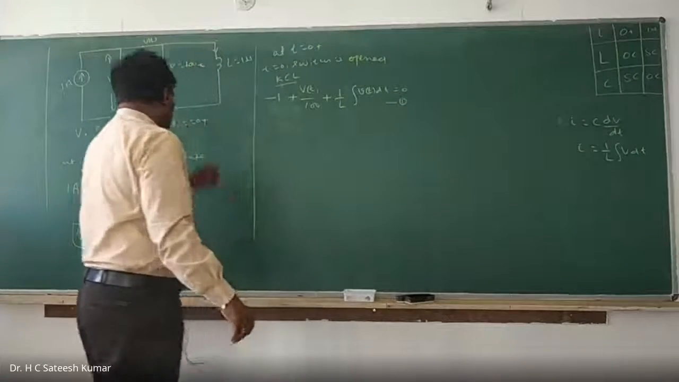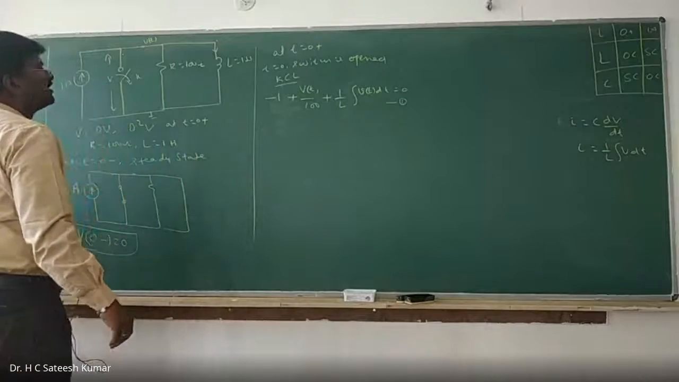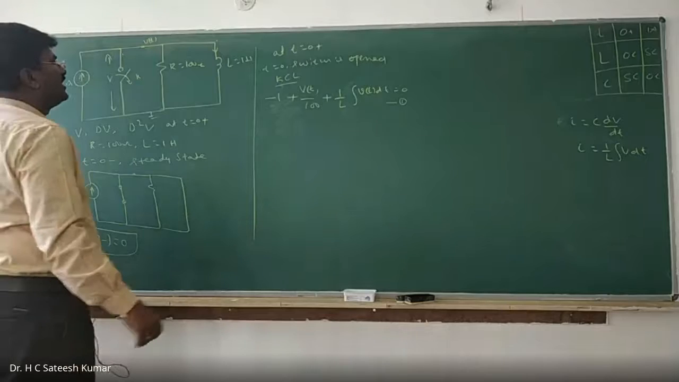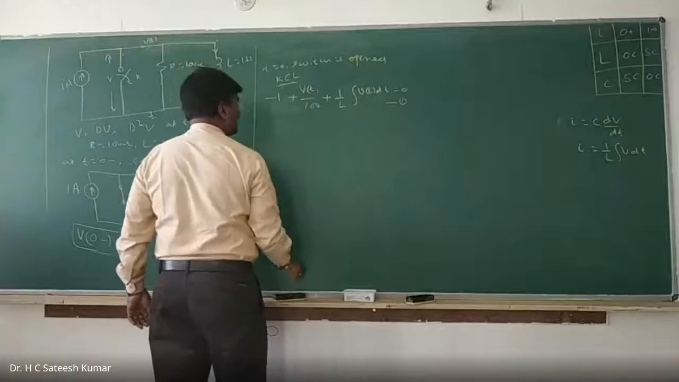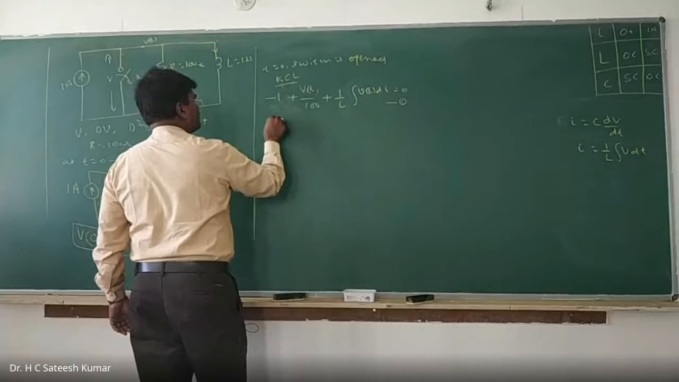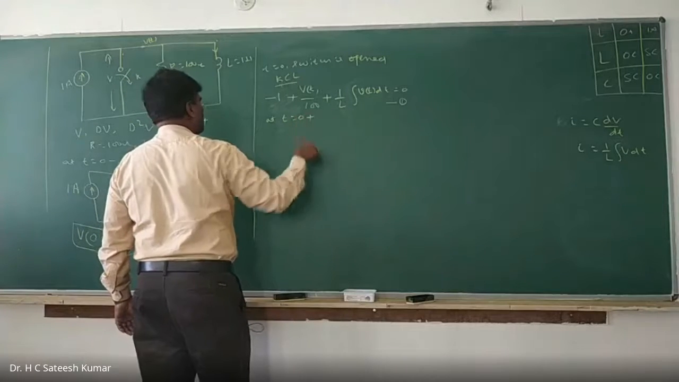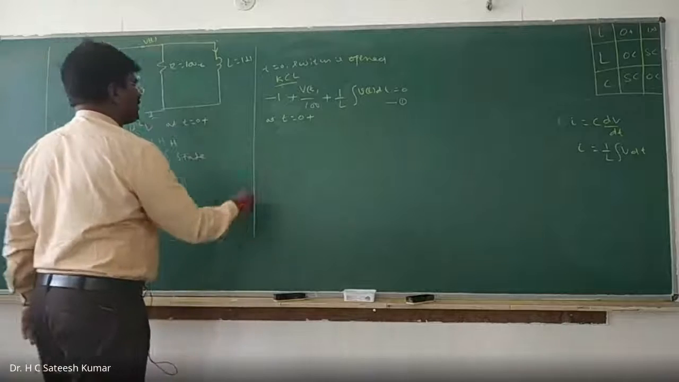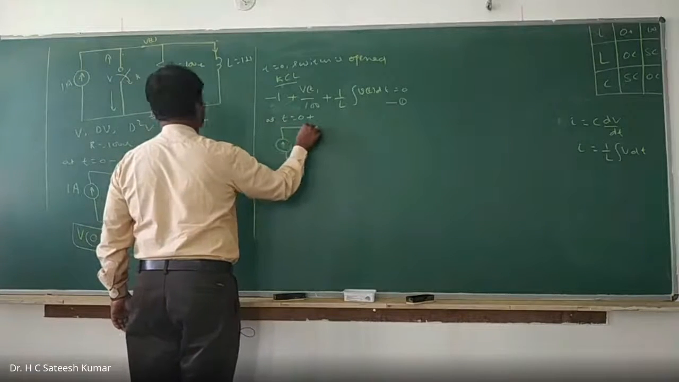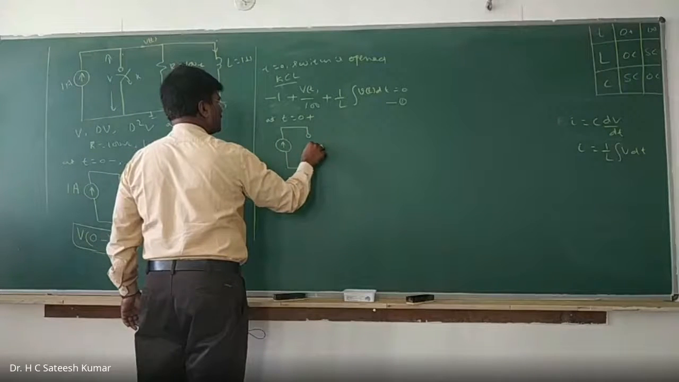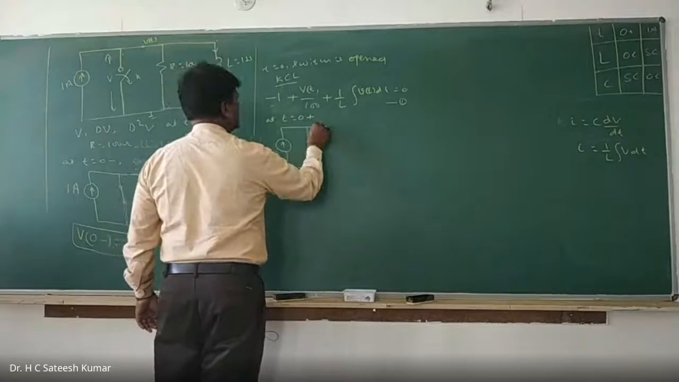Equation number 1. So that is the equation for this. And at t is equal to 0 plus, what will happen? I'll write here: t is equal to 0, switch is closed. I have written this one. At t is equal to 0 plus, we have a current source, the switch is opened, and this resistor.